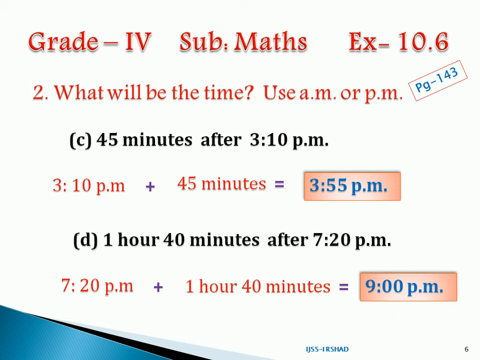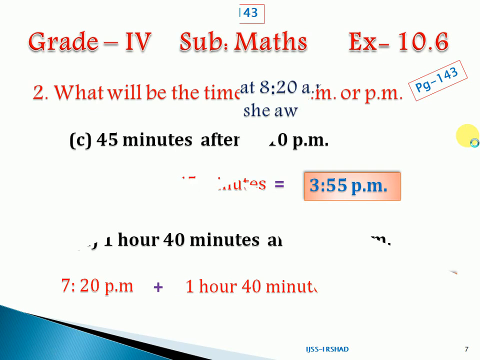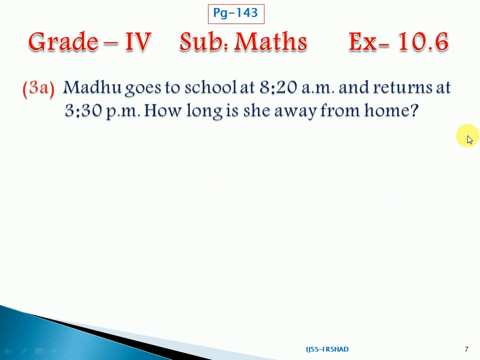Now we'll move to question number 3. Question number 3 is story sums. It is also the same as addition, finding the duration or finding the ending time. So see here question 3A. Madhu goes to school at 8:20 AM and returns at 3:30 PM. How long is she away from home? So it is about the duration, like question number 1.